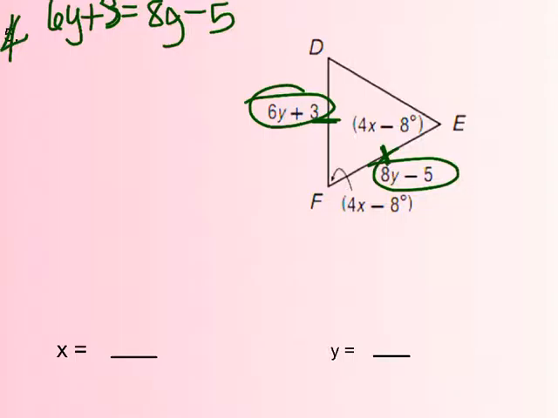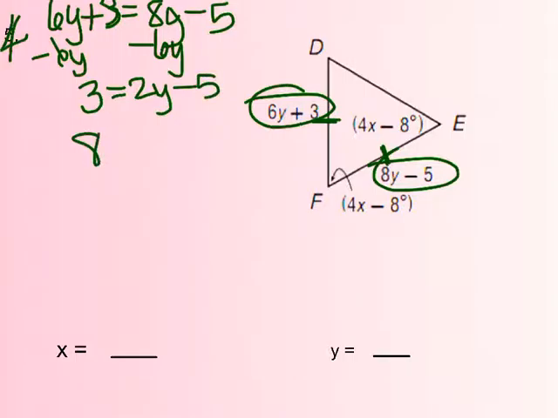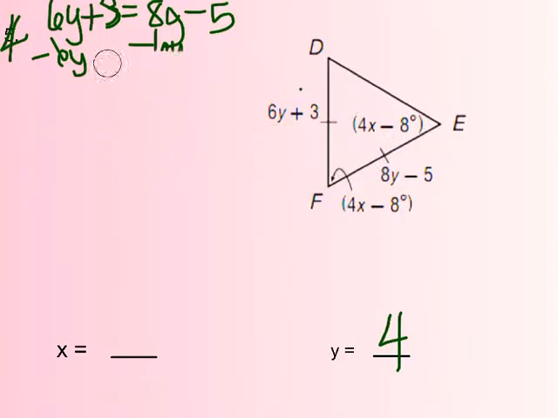So let's go ahead and subtract 6y from both sides. So then I get that 3 is equal to 2y minus 5. So add 5 to both sides and I get 8 is equal to 2y. Divide both sides by 2 and I get that y is equal to 4. So now I've dealt with the sides. So now I need to solve for x.